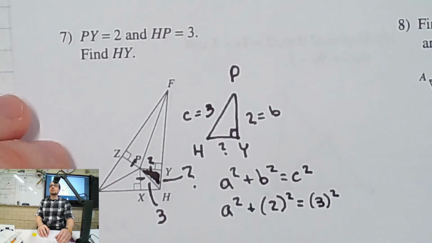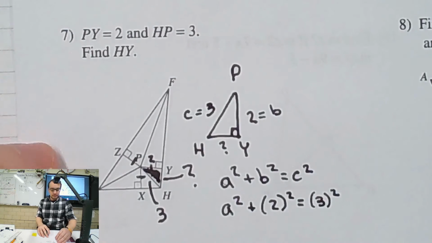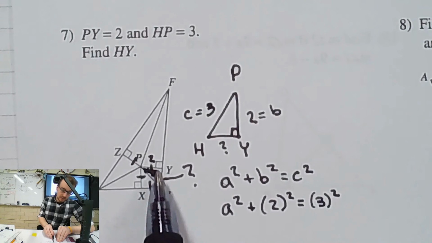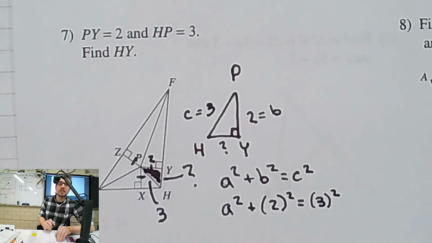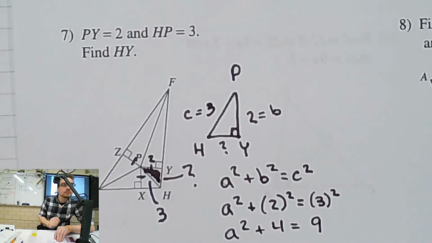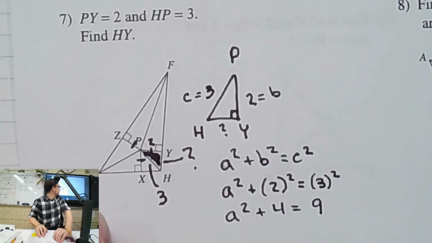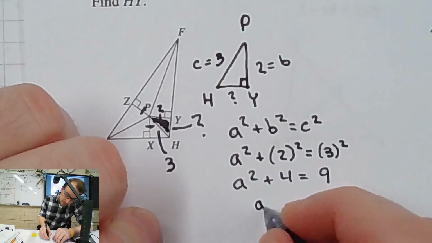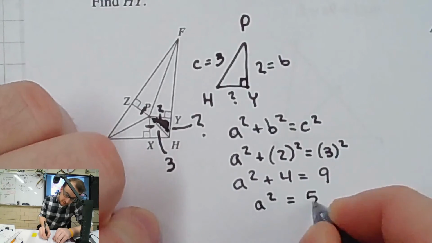So this is a harder problem than what we've been doing, right? PY is 2, PH is 3. We got to find the other side. Now we know that's 90 degrees because this is a radius, and radii always hit at 90. Okay. So we've got a squared plus 4 equals 9. What do I do now to get a squared on its own? Subtract 4. Yeah, subtract 4 from both sides. So a squared must be 5.